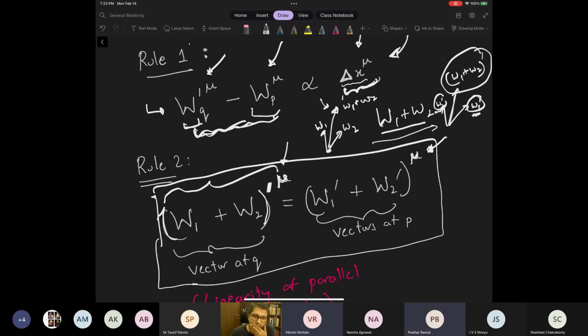Sir, here w1 plus w2 is a vector at p, right? This is w1 plus w2 prime. I put a prime on the whole thing. So w1 plus w2 is a vector here at p, as you're saying, but w1 plus w2 prime is that vector w1 plus w2 parallelly transported to q. And on the right hand side, w1 prime and w2 prime are also vectors at q. Sorry, yes, these are vectors at q. That was a mistake. Yes, indeed.